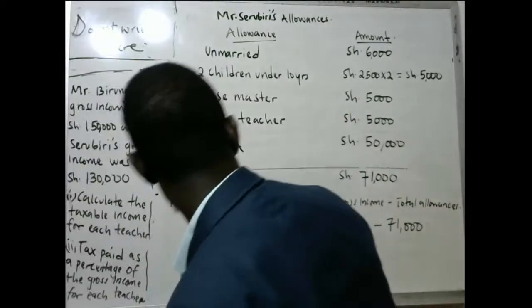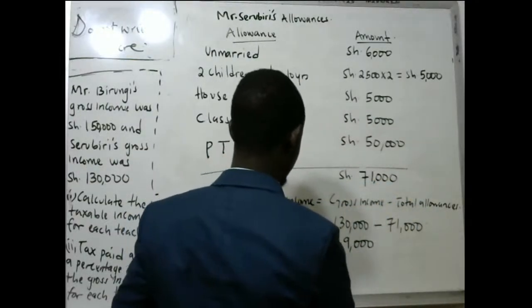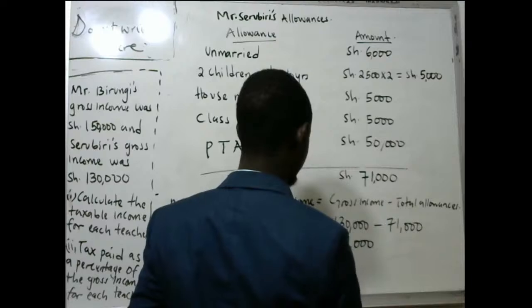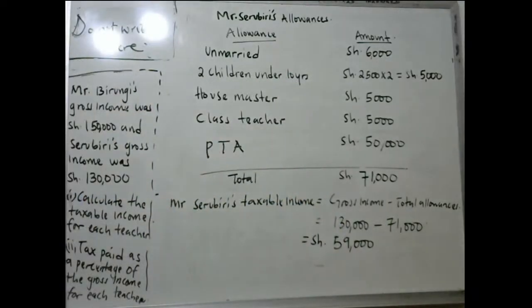So this person's taxable income is supposed to be 59. However much he gets, the taxable income is supposed to be 59,000. What was the taxable income of the other person? It was 68, and now this one's taxable income is 59,000. So that's what we have in that case.